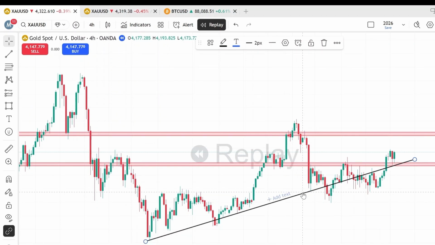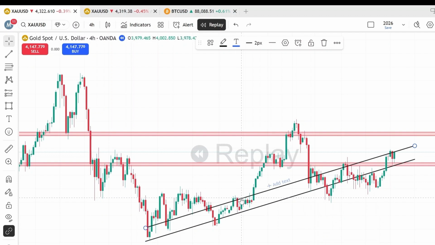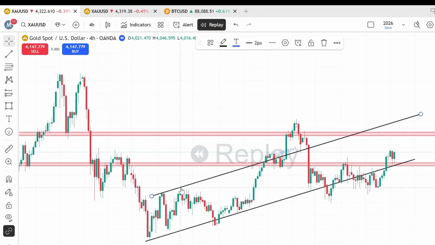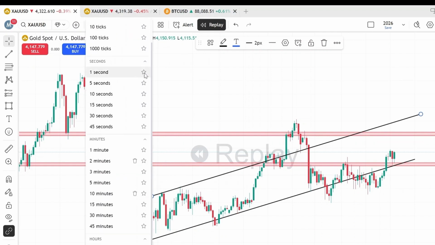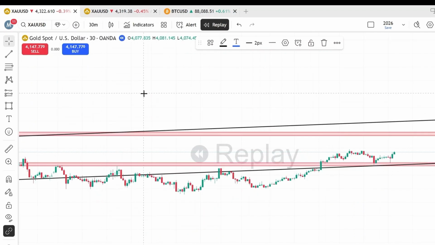Now, as you can see, my trend line and my support which is drawn on the daily time frame both are aligned. To find the target of my buy, I have to create a channel. So I just copy the trend line and make a channel. As you can see, the channel line and the resistance line both are aligned. So it will be a good target area.